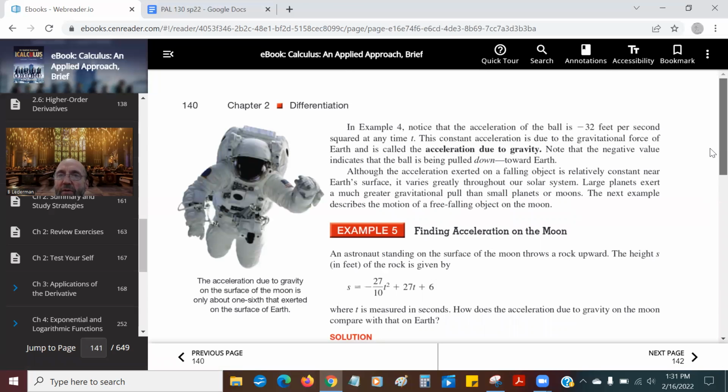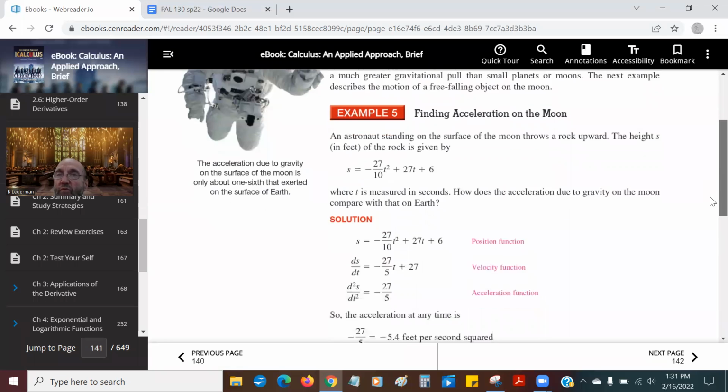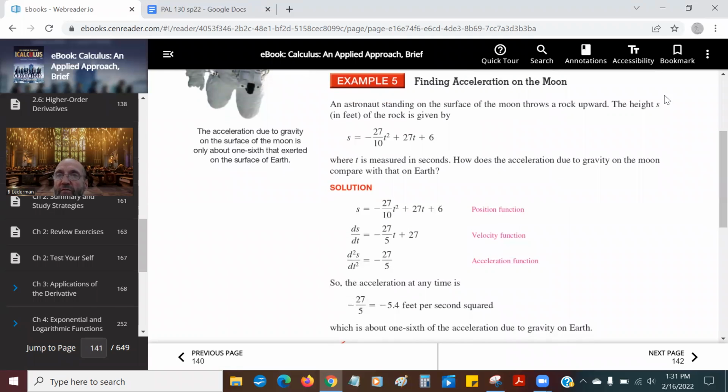Okay, how about gravity on the moon? Well, on the moon, when you throw a rock upwards, the height, which is the position function, is going to be negative 27 tenths t squared plus 27t plus 6.